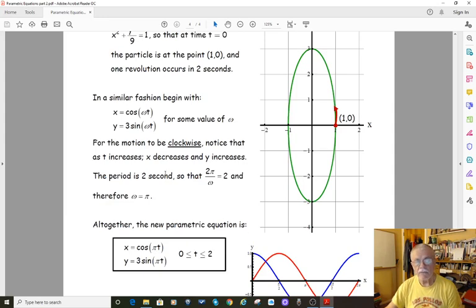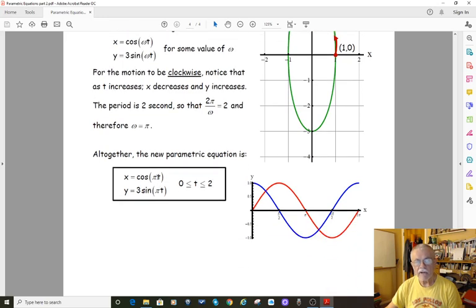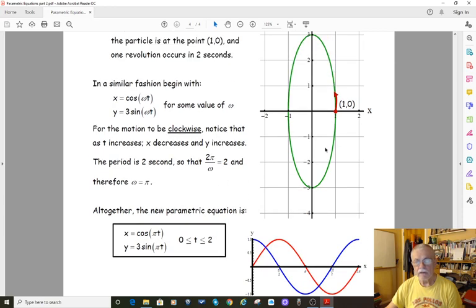And here we go. We're told the period is 2 seconds. So I should have had an s there. At any rate, 2 pi over the frequency, so 2 pi over omega equals 2. So 2 omega is 2 pi, omega is pi. And there we go. So this would be the parametrization of the motion in the elliptical path.